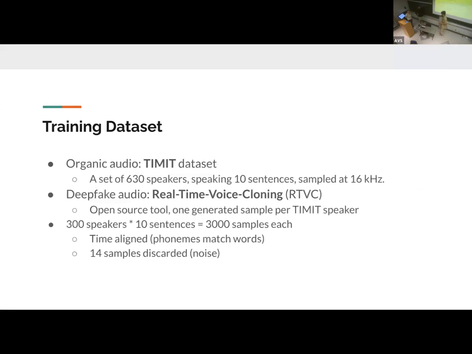To test their model, the researchers needed both organic and deepfake audio. For organic audio, they used the TIMIT dataset, which is a set of 630 English speakers speaking 10 sentences. For deepfake audio, they used an open source online tool, which is public, and they generated basically one fake audio sample per TIMIT speaker. They sampled 300 speakers times 10 sentences each, so they generated about 3,000 samples. They also time aligned each of these samples, so they got time information of when the phonemes were actually being produced for each sample.